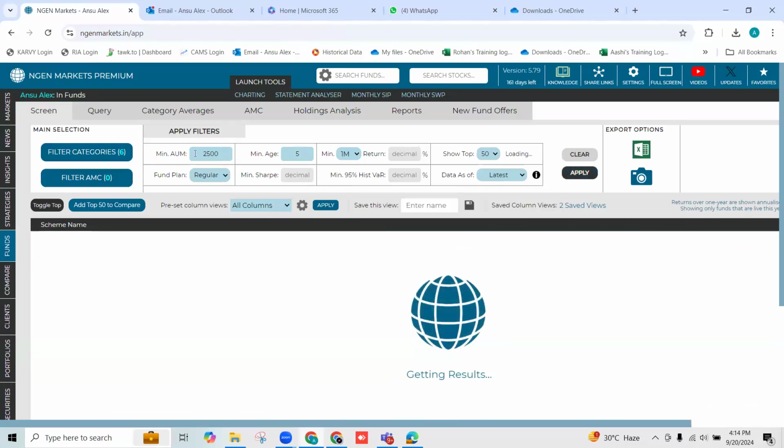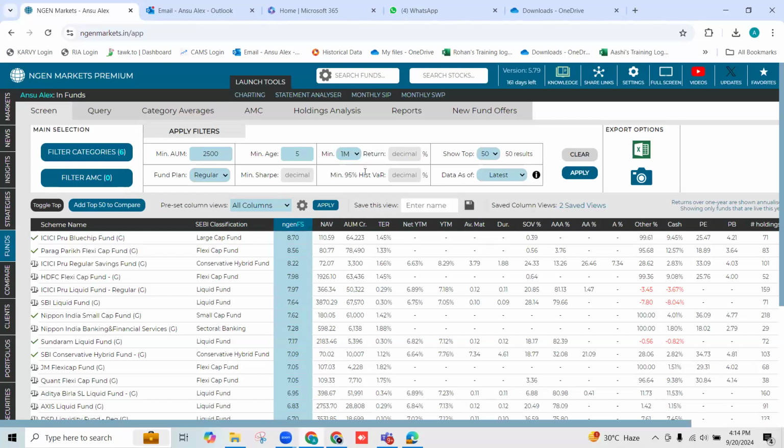Please make sure that any data that you input in this apply filter section, once you input the data, you need to click on apply to ensure that it has taken into effect.